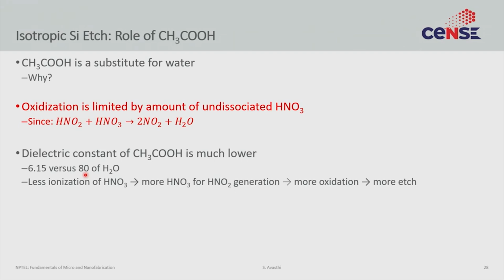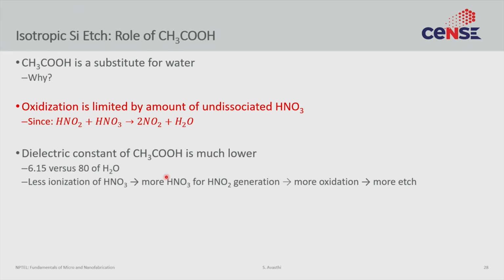Now, if you do this HNA in acetic acid instead of water, the reduction in the dielectric constant means that the ionization is also reduced. See, ionization is more when the dielectric constant is high. There is more screening and hence it is easier to ionize. But when the dielectric constant is low, it takes a little bit more energy to ionize, so the ionization reduces. If HNO3 is not ionizing, then more HNO3 is now available to react with HNO2 to form more HNO2 and also form NO2.